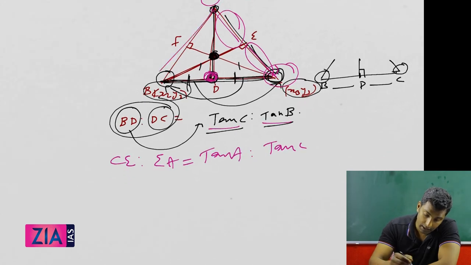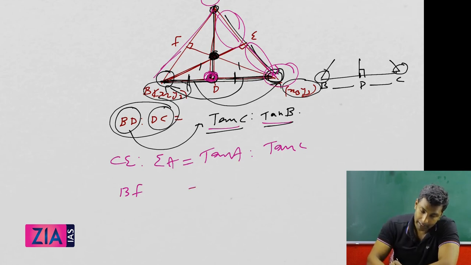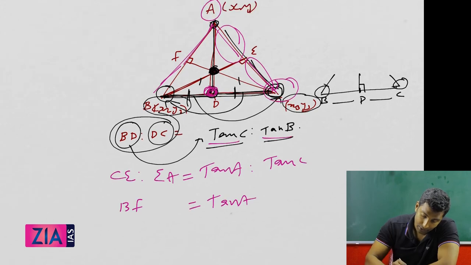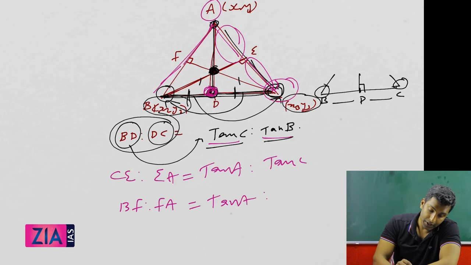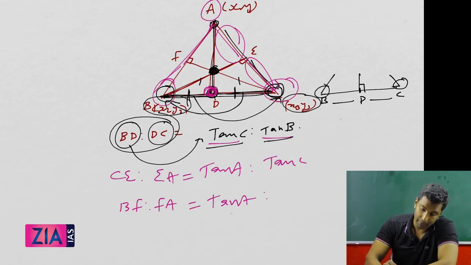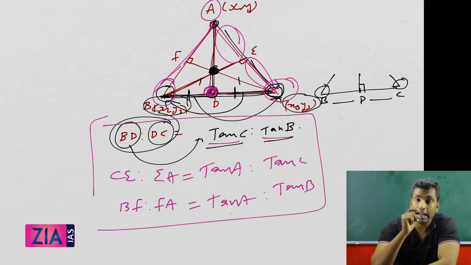Similarly, if you go with this BF, right? So BF means I should take the opposite angle. So that is going to be tan A. Then AF, right? So BF is to AF means FA, for which I should take this angle, so that is going to be tan B. So you got the ratio in which the altitude divides the opposite side.